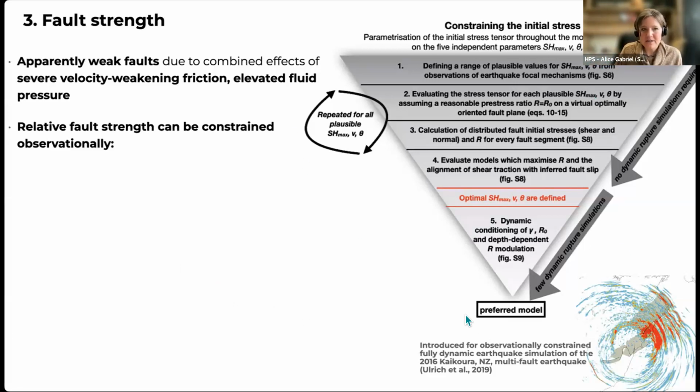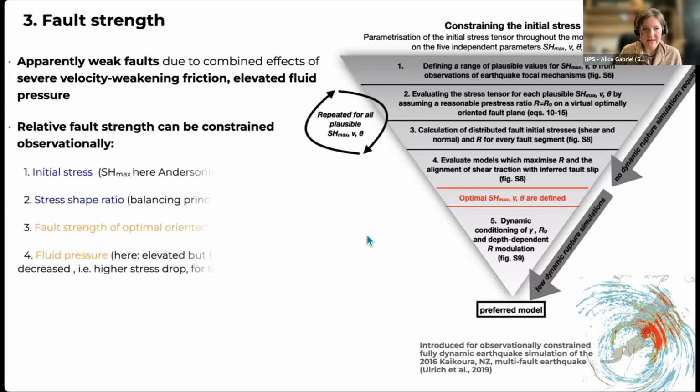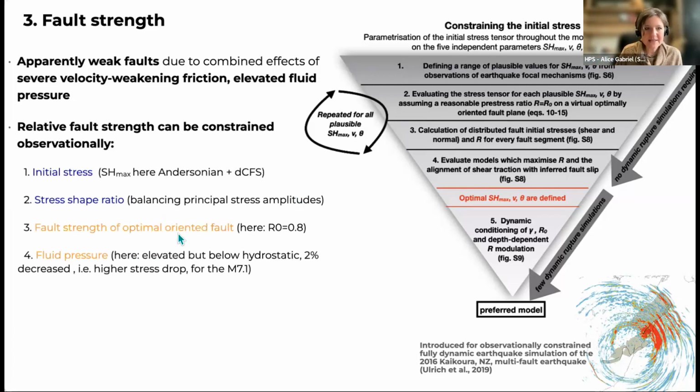We have a way to constrain fault strength based on regional tectonics. So we're looking at the angle of the maximum compressive stress, and focal mechanisms in an area, to get an idea. And that leaves us with only a few parameters that we need to constrain to understand how this fault system is loaded in its tectonic context. And this is typically initial stress. So in this case, the direction of SHmax everywhere in this 3D model, and Coulomb stress changes. The stress shape ratio.